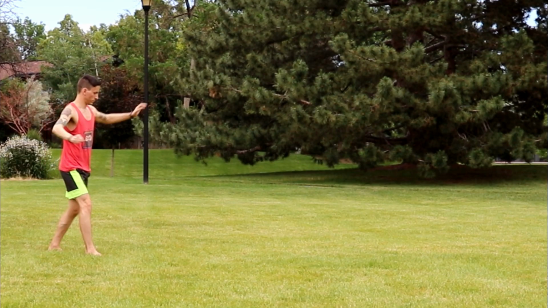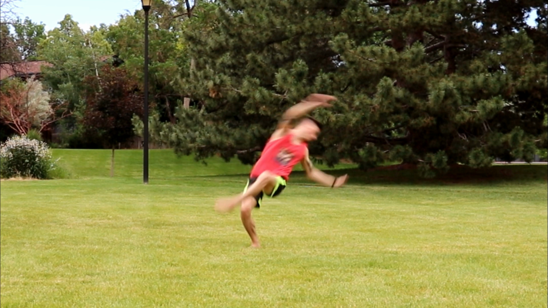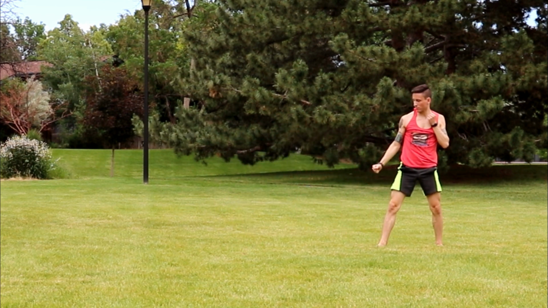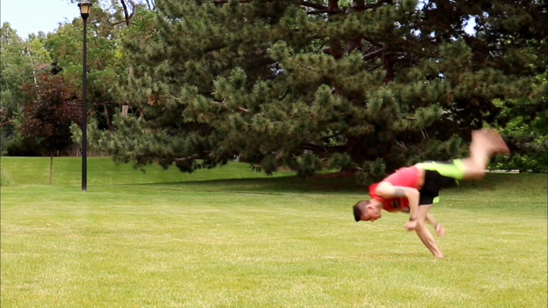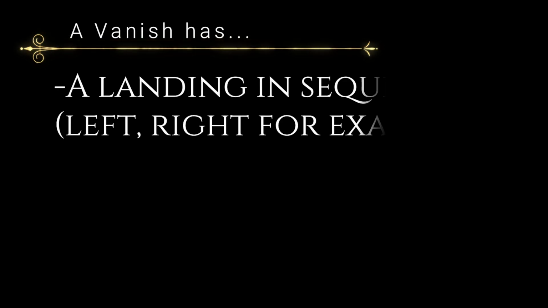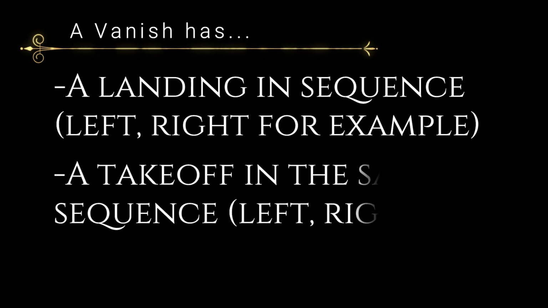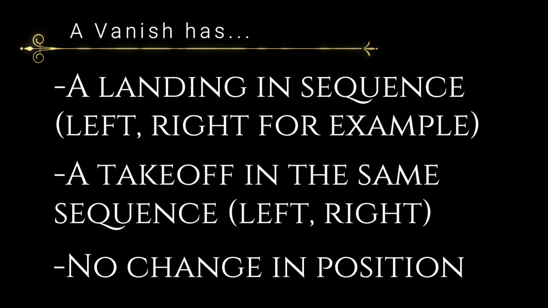A very popular sequential transition is called Vanish, where the landing and takeoff occur in the same sequence. These can sometimes be harder to catch since the Vanish is generally a pretty quick transition. Think of Vanish as the opposite of a reversal. There is a landing in sequence, followed by a takeoff in the same sequence, and no change in position occurs during the transition.